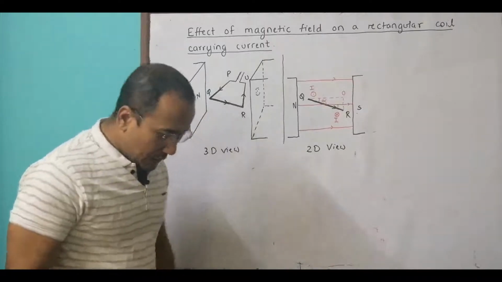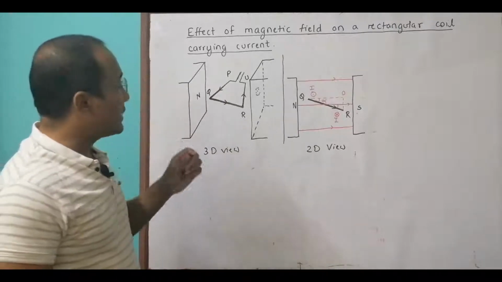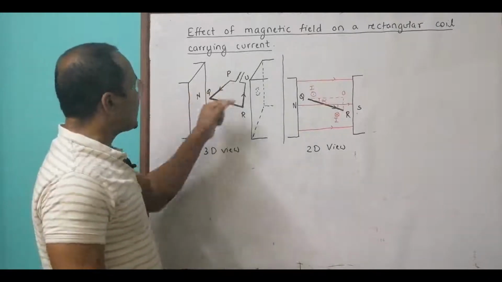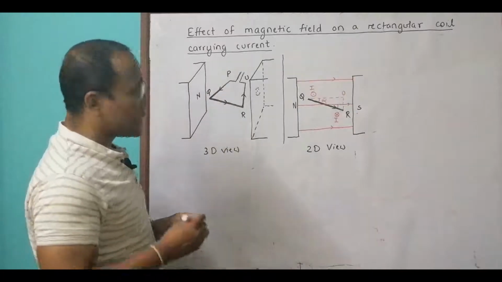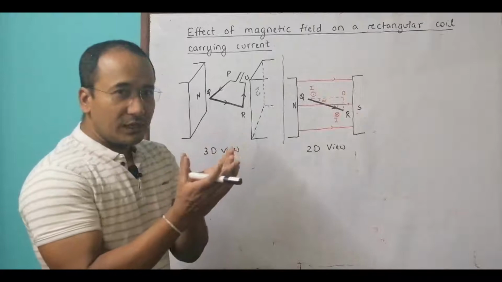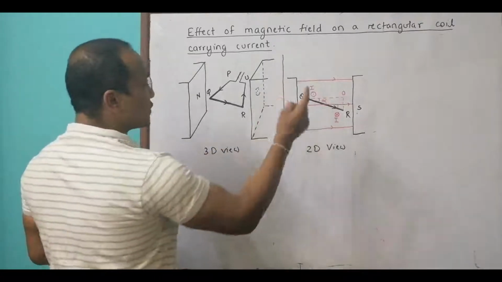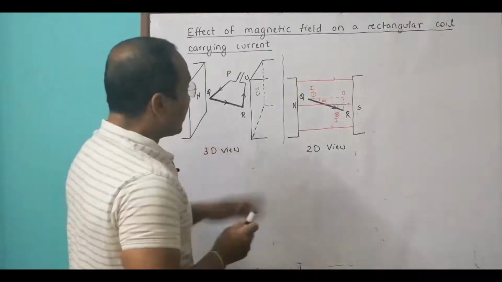Now let us allow current and see what happens in each member of this coil. Let us first consider PQ. PQ is a conductor. It's a part of the coil, but it's a straight conductor in which current is coming from P to Q. So current is coming from this side, and the magnetic field is like this.